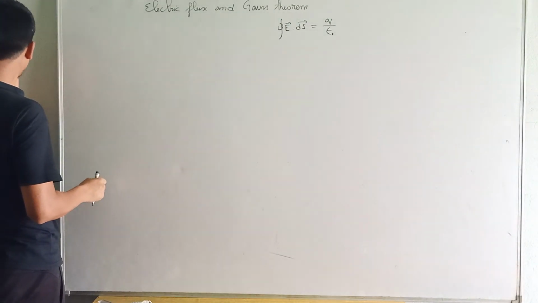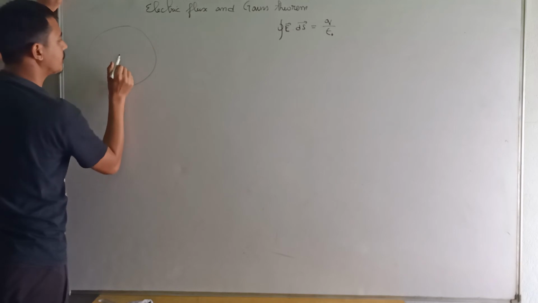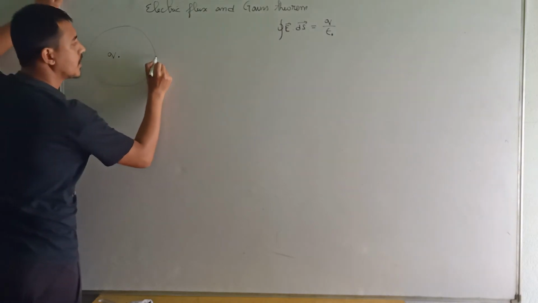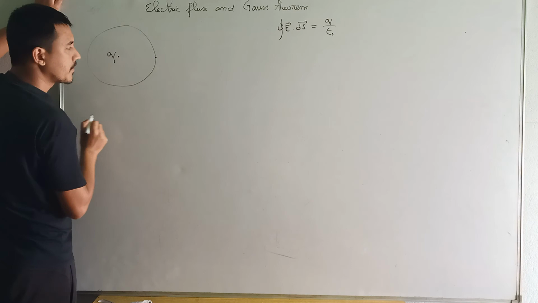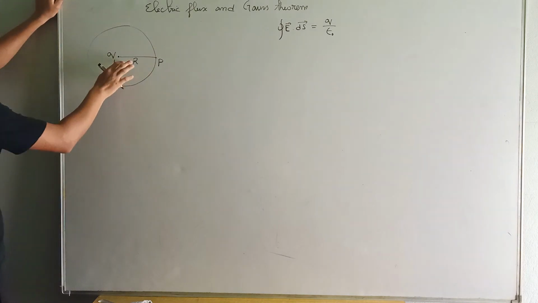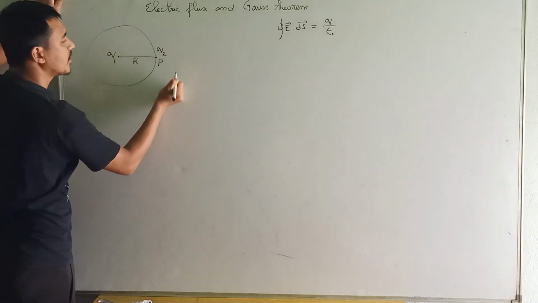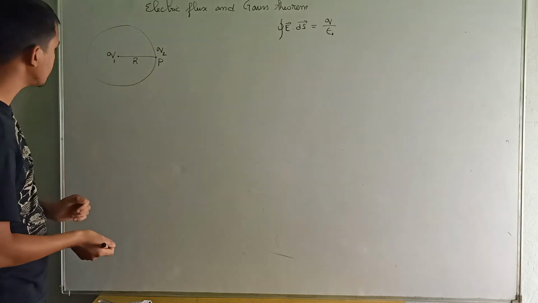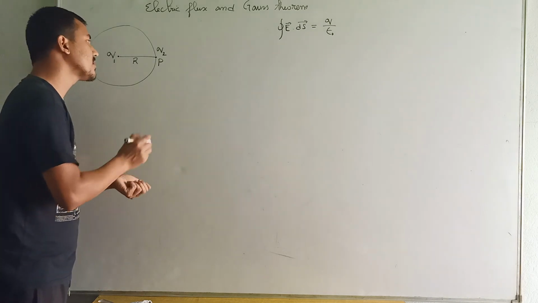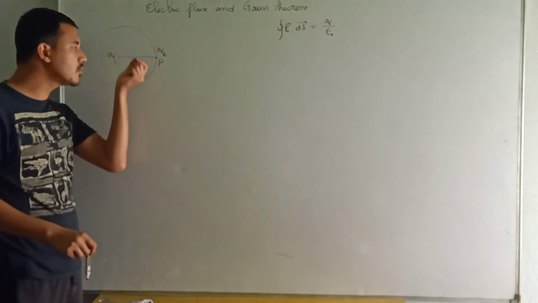So what I'm going to do is consider a sphere enclosing a charge Q1 at its center. Let P be a point at a distance r from the center of the sphere, and I'm going to place another charge Q2 at that point P. Now, what will be the force exerted on Q2 due to Q1?